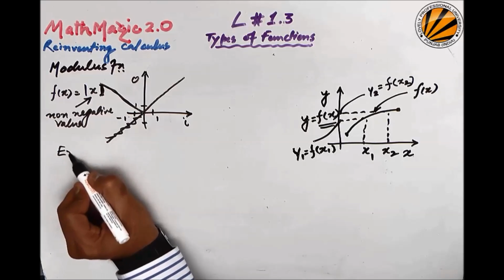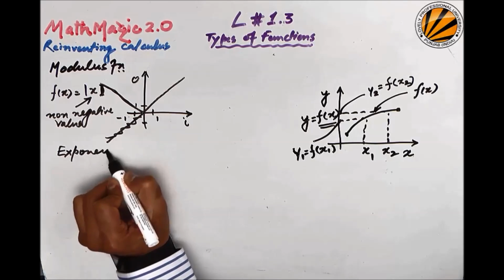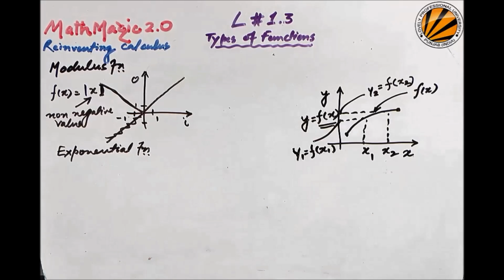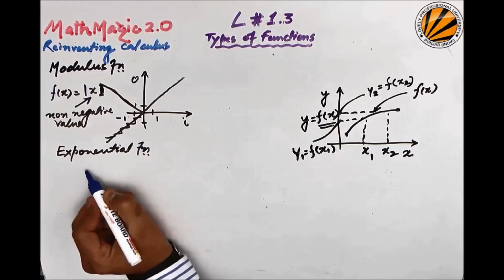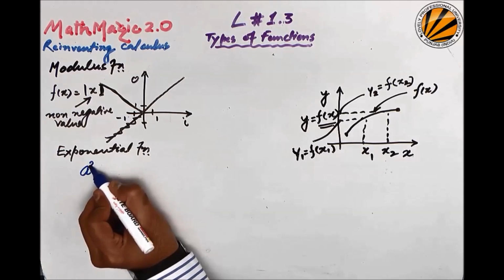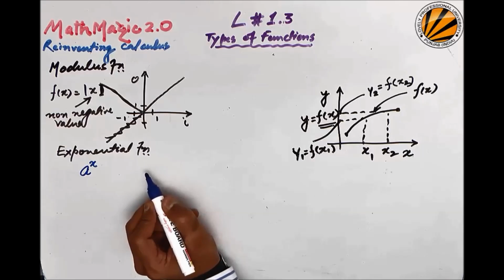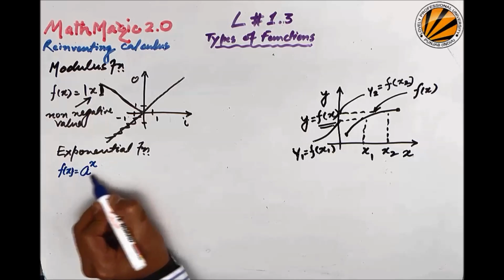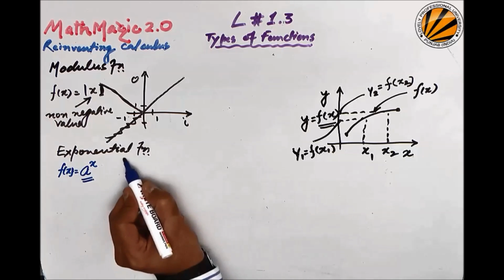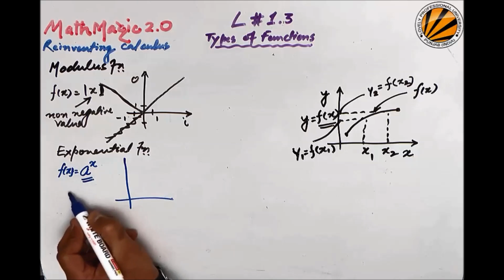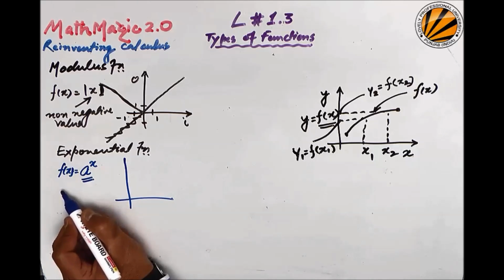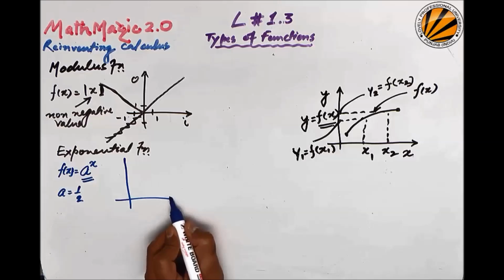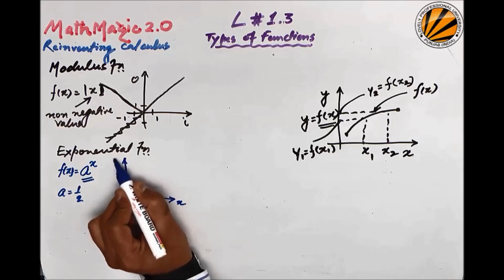There are certain functions called exponential functions. Now these functions have an exponent. There will be a constant and there will be an exponential power to it. Now these functions will be f(x) is equal to the exponential function. Let us take a to be equal to 1 by 2. Let the input be x and the output be y.